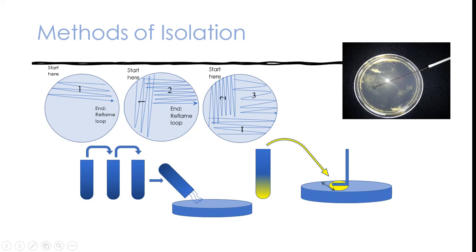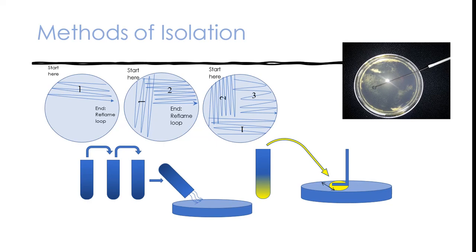The third one is known as the spread plate method, and in that you take a known amount of broth contaminated with the specimen and then you just pour it on top of an already solidified agar plate, and you use a spreader and you spread it evenly all the way across the top, and that dilutes it across the surface. So these are methods for isolation.